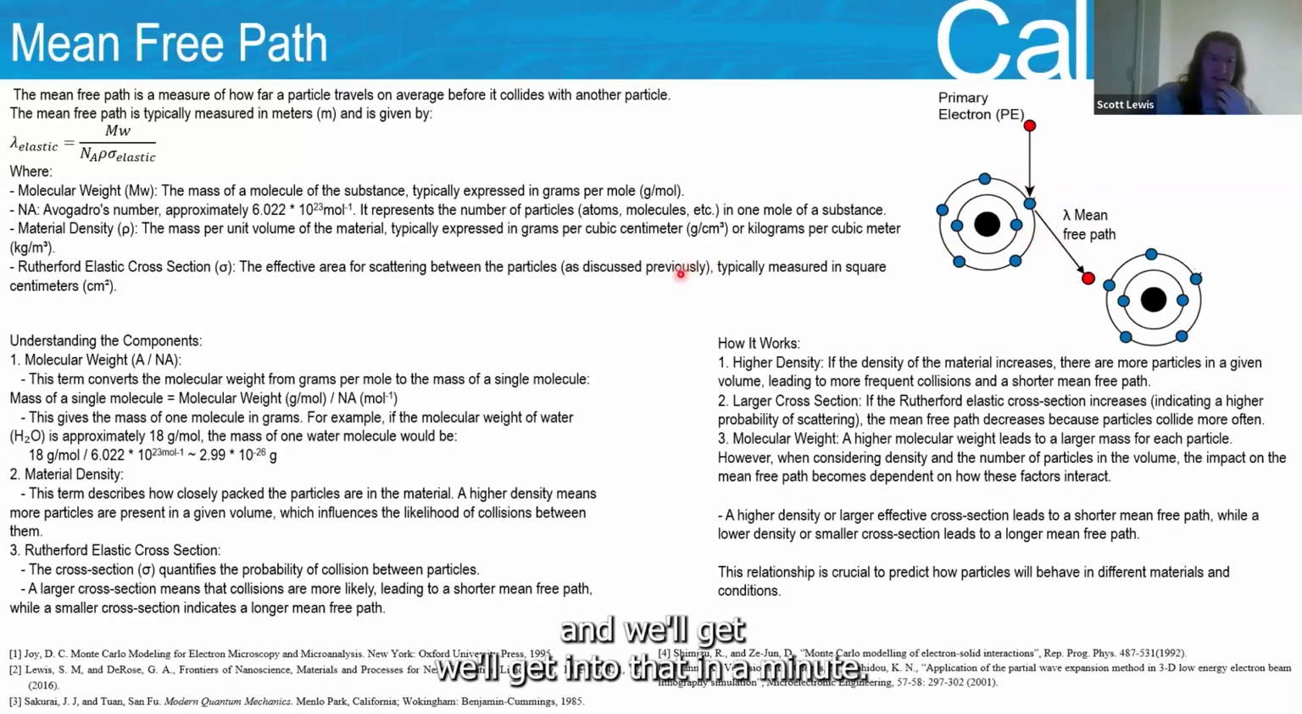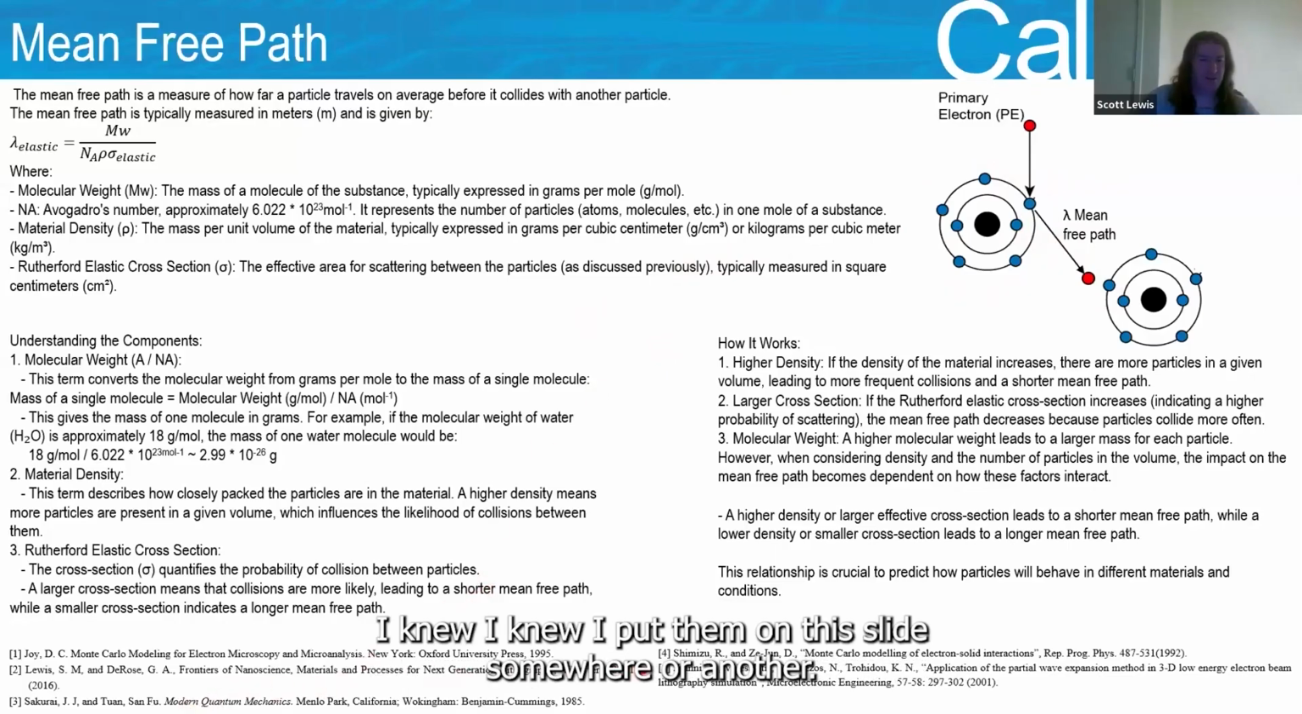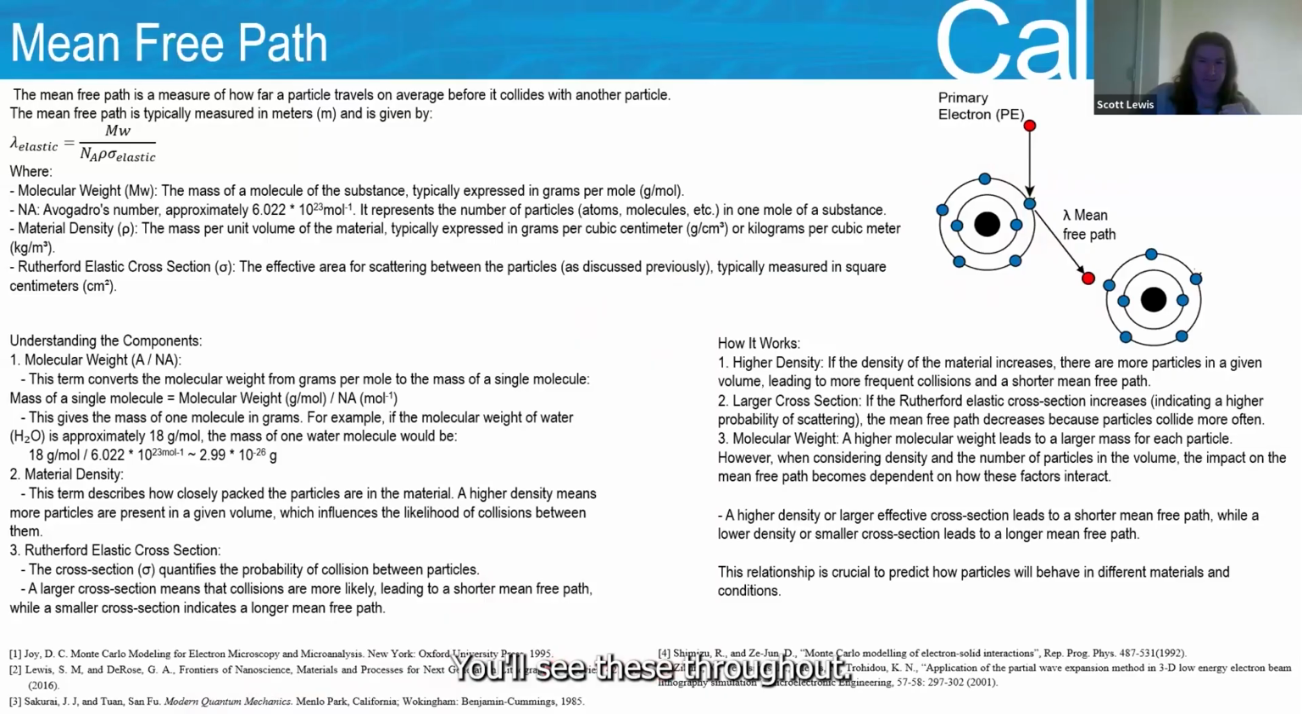And we'll get into that in a minute. So essentially, these are the references if you want to find out. I knew I put them on this slide somewhere or another. You'll see these throughout, but you can follow these, no worries. And of course, you can get my PhD thesis, my PhD students' theses off the web. So yeah, that's how that works.